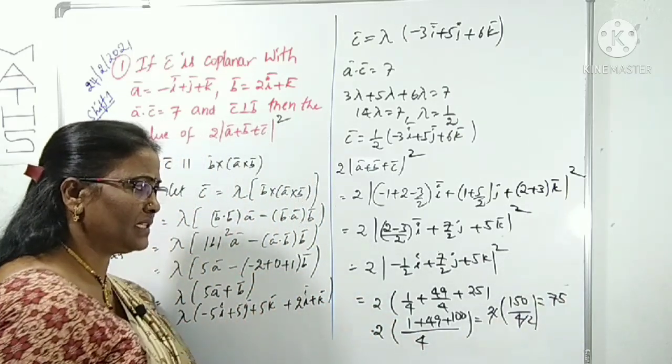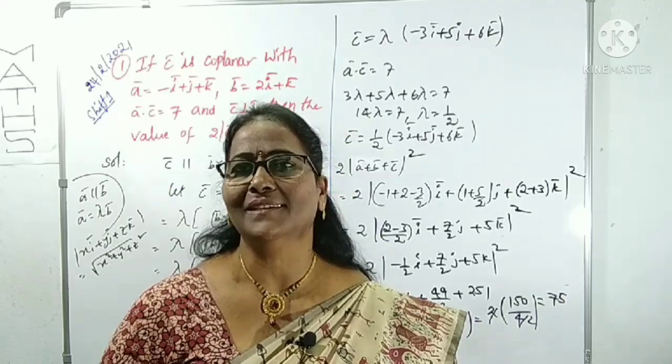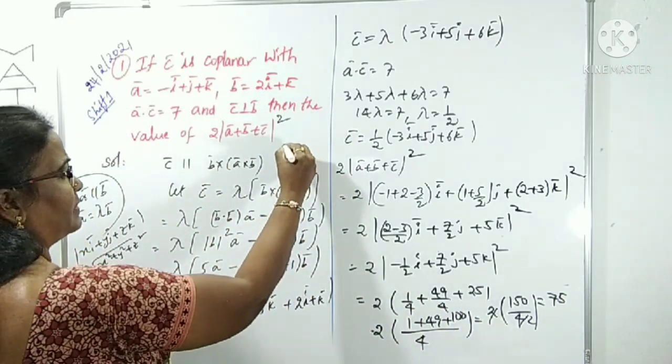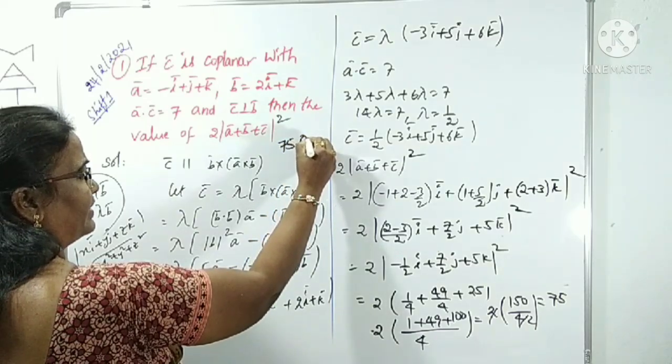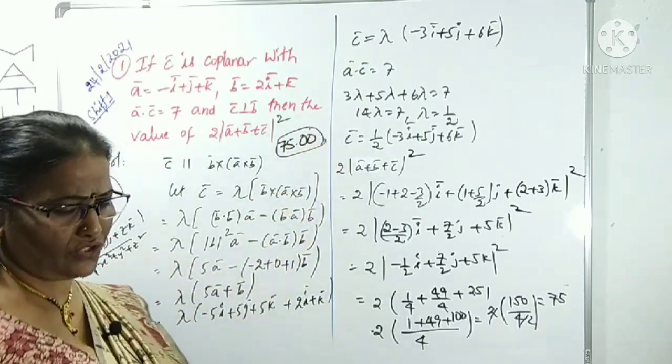Therefore, the resultant value is 75.00, which is given in the numerically valued basic question. Therefore, we can write this answer. We have to mention it as 75.00. This is our required answer for this question.